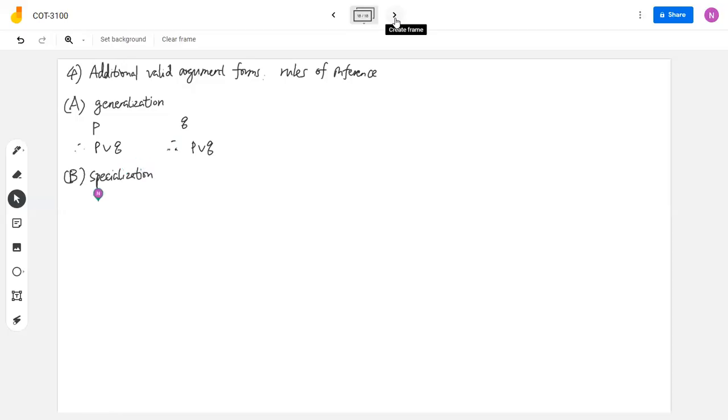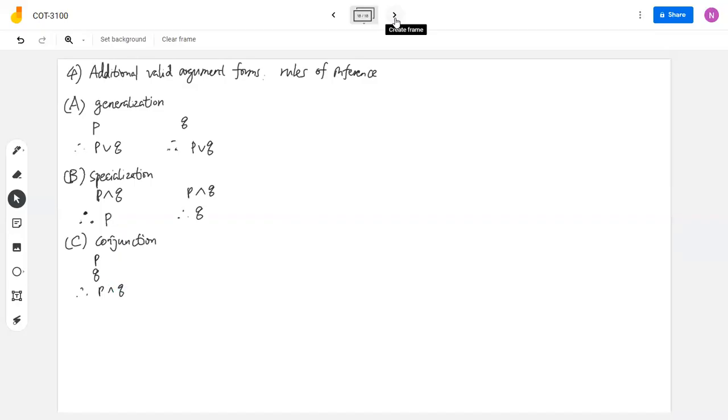If I assume P and Q, what do I know? Definitely I know that P and Q must both hold. Therefore, specializing to P, P holds. Similarly, if I assume P and Q, specializing to Q, Q holds. And the third is conjunction. If I assume P and I further assume Q, then trivially I have P and Q.